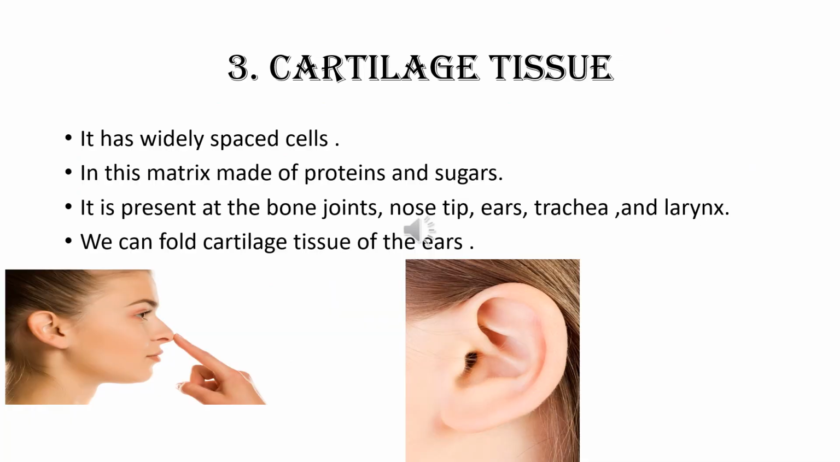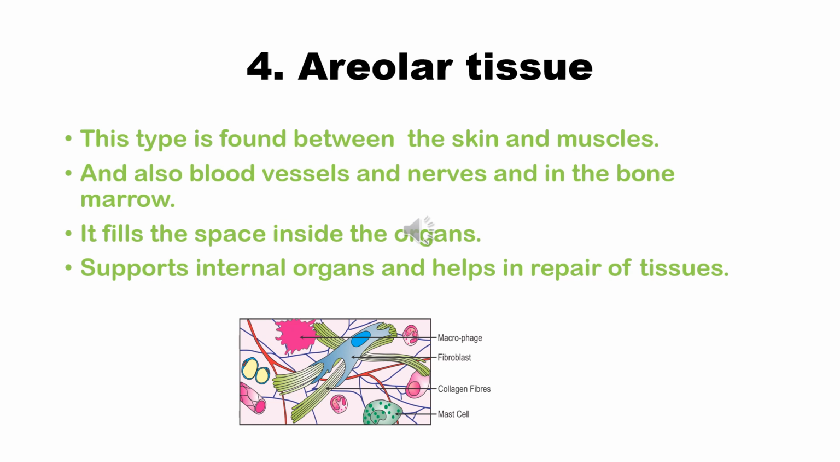The third type of connective tissue is cartilage tissue. It has widely spaced cells. The matrix is made up of proteins and sugars. It is present at the bone joints, nose tip, ears, trachea, and larynx. We can fold the cartilage tissue of the ears. When compared to bone tissue, cartilage tissue is very smooth and foldable, but bone tissue is very hard. The next type of connective tissue is areolar tissue.